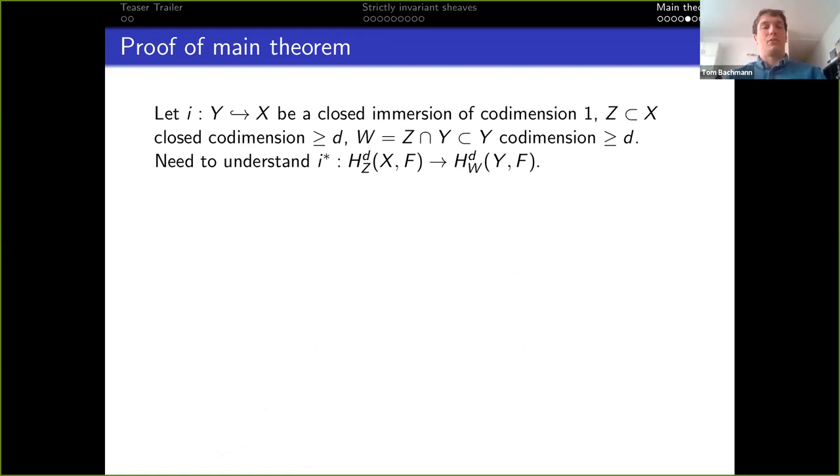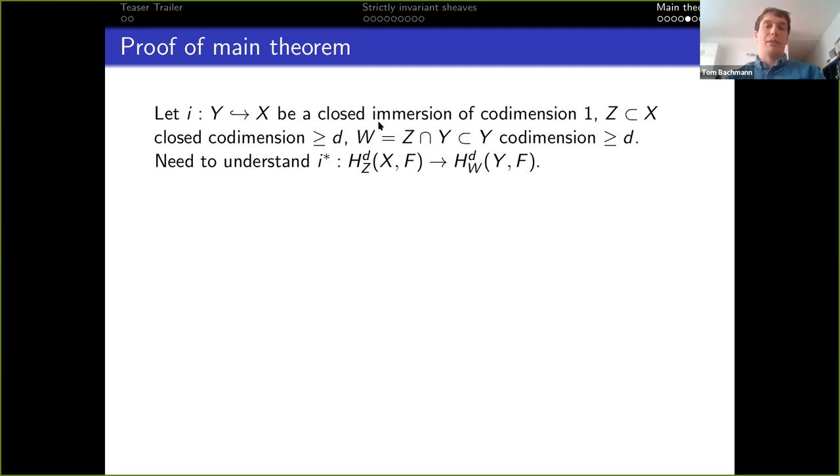But okay, so to remind you, we have a closed immersion of Y into X of codimension one, and Y is smooth. And I have some support Z, which is closed and of codimension at least D. But of course it might be singular. And in fact, the only real difficulty is when Z is singular. So very soon there's going to be a picture, but for now words.